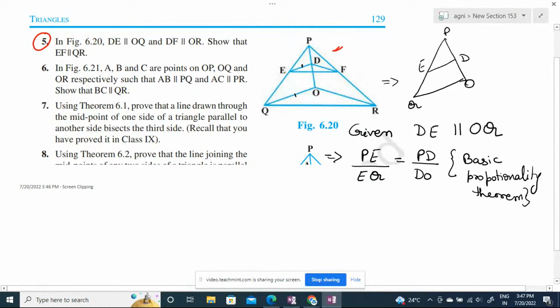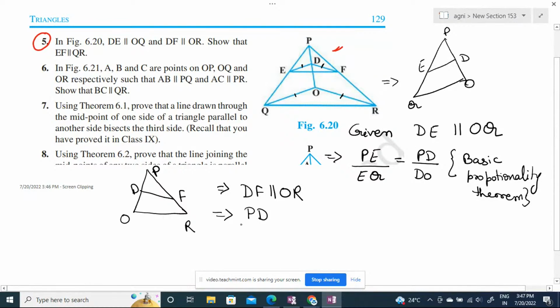Now similarly, it is given DF is equal to OR. You can see DF is this and OR is this. So now we can make the triangle like this. P, this is D, this is F, this is O, this is R. So it is given DF is parallel to OR. So PD upon DO is equal to PF upon FR.